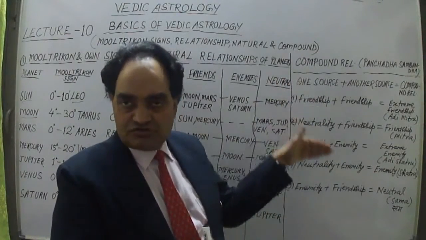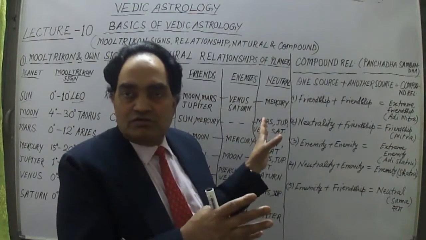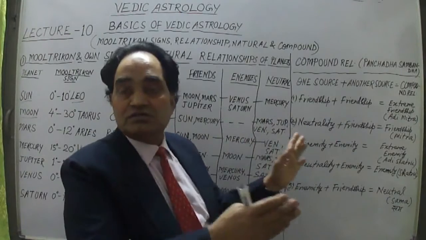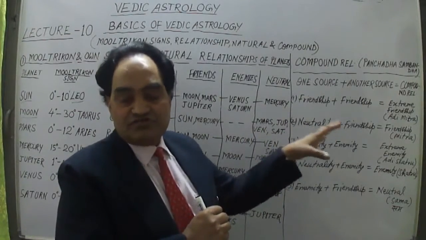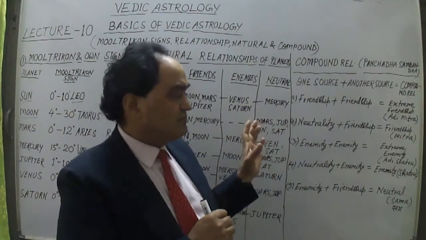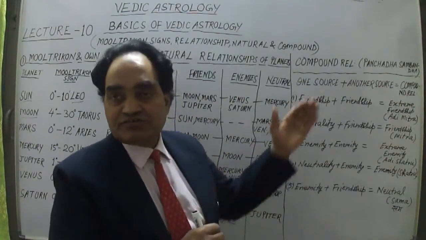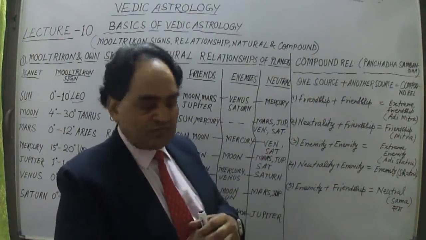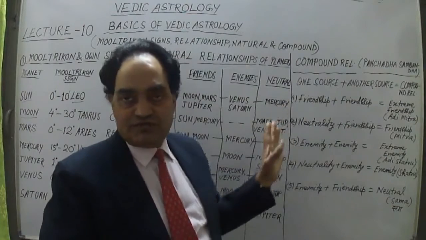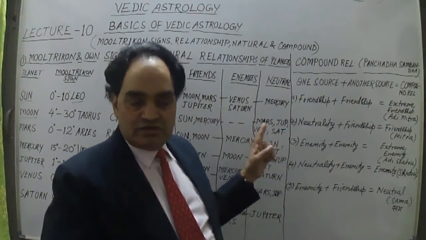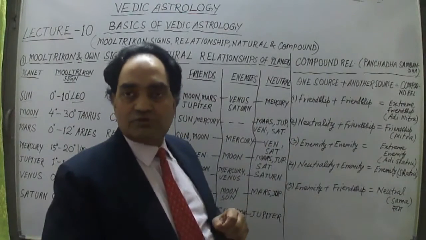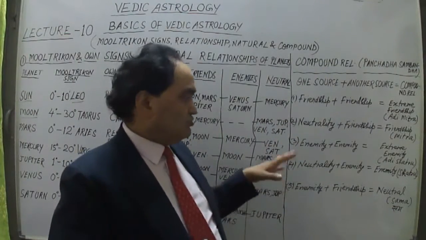Adi Mitra, Adi Shatru. When both are friends, Adi Mitra. Both are enemies, Adi Shatru, or extreme enmity both are having. Extreme friendship they were having. Friendship plus friendship is extreme friendship, right? And then enmity plus enmity equal to extreme enmity. That means Adishatruta, both planets are Adishatru.